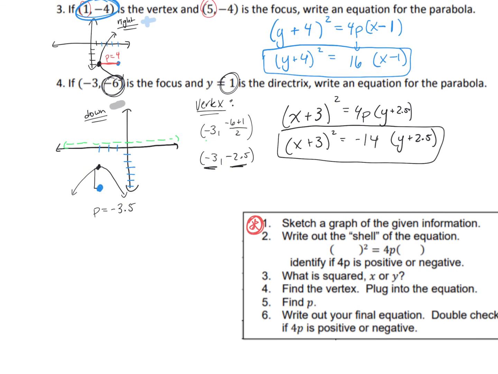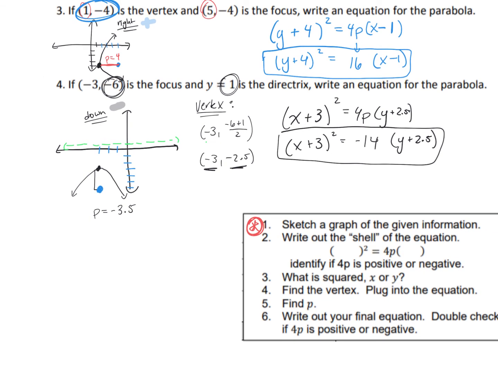I just want to make sure I check my final answer. Is 4p positive or negative? It's negative because it's opening down. I have my x squared, which is good because, again, I know it's opening down. This is my final equation. So you have to be really careful with these. What information am I giving you? That's why the first step is super important. Draw out a sketch, see what information you have, what information you still need, and fill in the blanks. It's kind of like a puzzle.